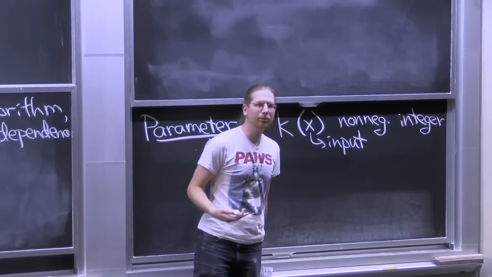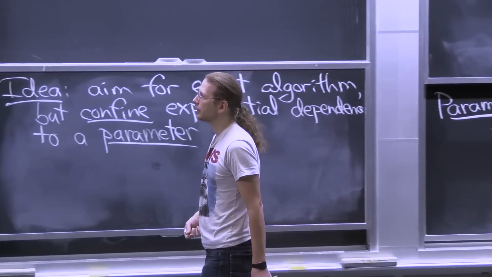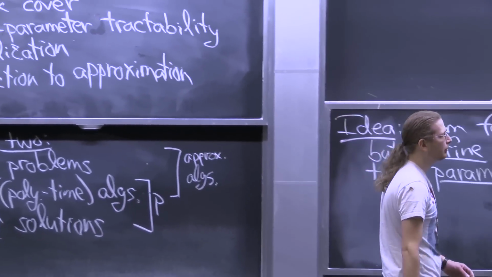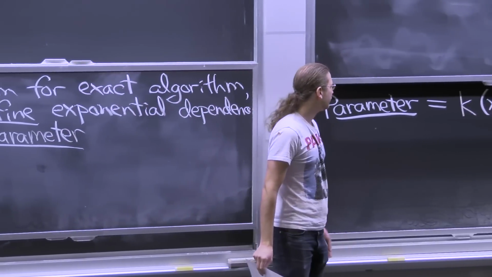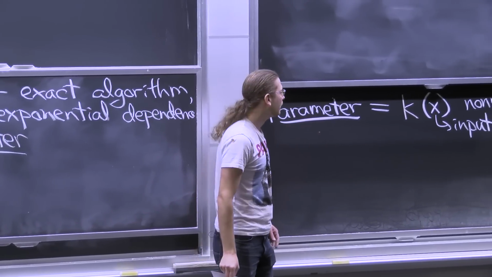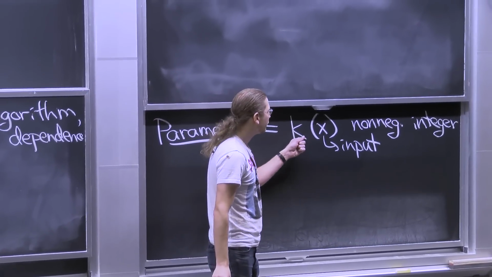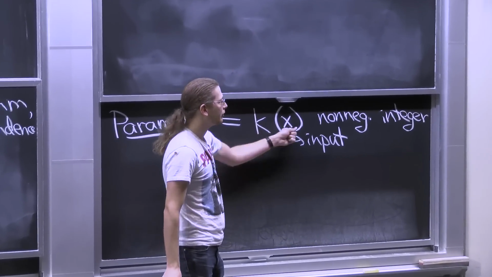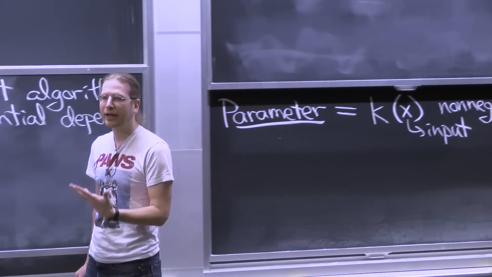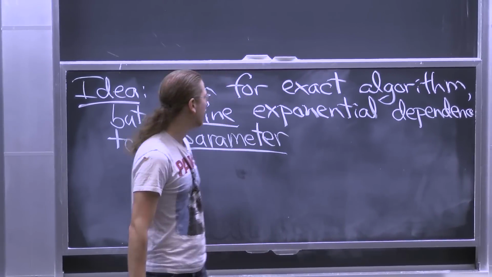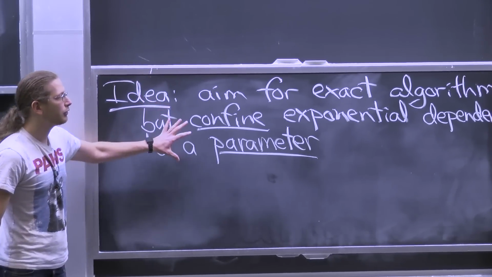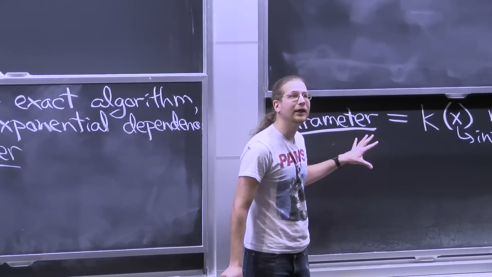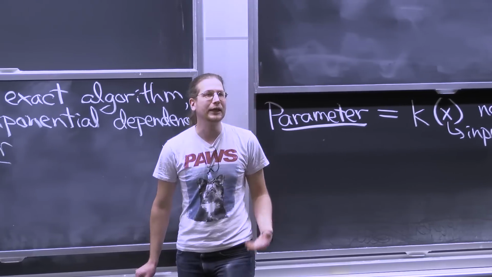So you're thinking about some problem. A problem we'll be looking at today is vertex cover, which we saw in last lecture. In vertex cover, you're given a graph. And based on that graph, we're going to define some function of that graph. So this is the input to the problem. And k is just going to be some non-negative integer, which is a function of that input. It's just some measure of how tough your problem is. And what we would like is a running time that is exponential in k, but polynomial in everything else. Polynomial in the size of the problem, in V and E.